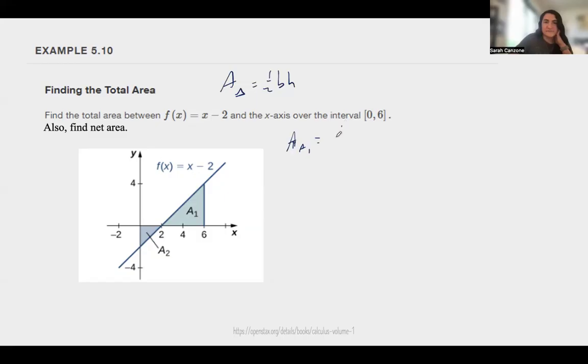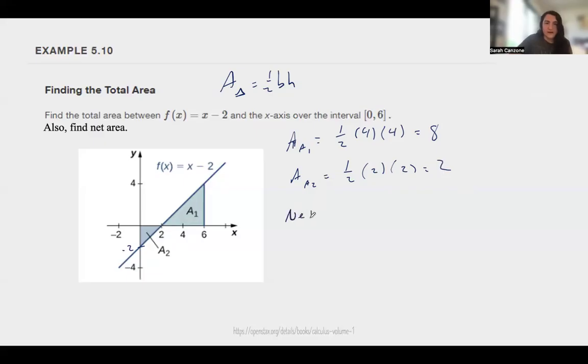The area of A1 is going to be 1/2 base times height. So the base here is the distance from 2 to 6, so that's 4, times the height, which is the y value, 4. 4 times 4 is 16, divided by 2 is 8. The area of A2, again, let's consider the positive, is 1/2. The base is 0 to 2, which is just 2. The height looks like it's halfway between 0 and -4, so we'll call that -2. But since we're considering this to be a distance, it's going to be positive. 2 times 2 is 4, divided by 2 is 2.